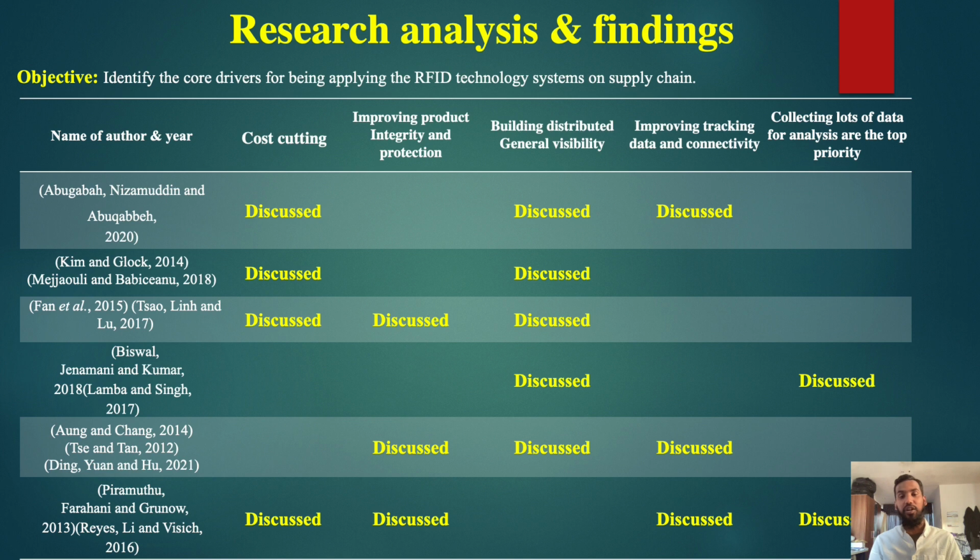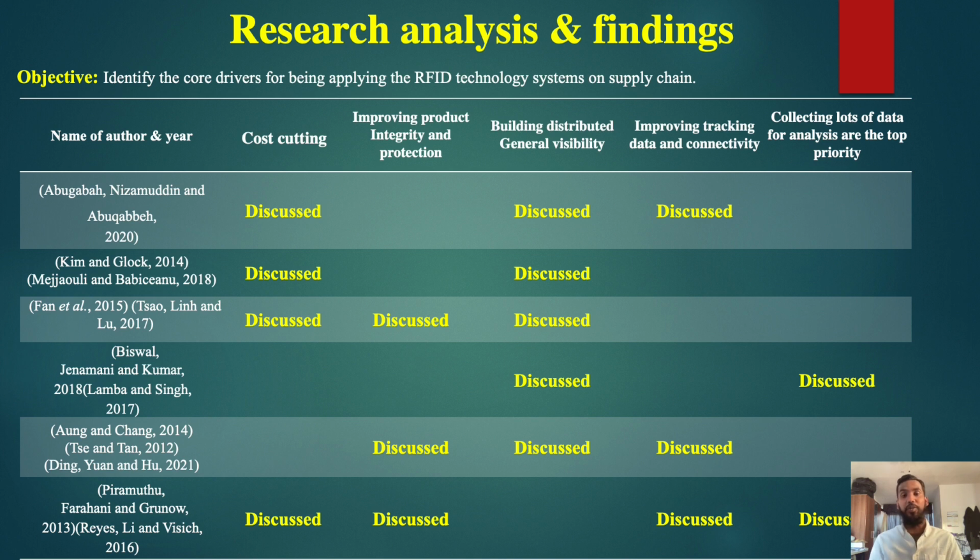The first one is cost cutting. I found that several writers discussed it, and they have mentioned this is the main factor in applying RFID technology. The second one is improving product integrity and protection. I have also found several writers discussed it.